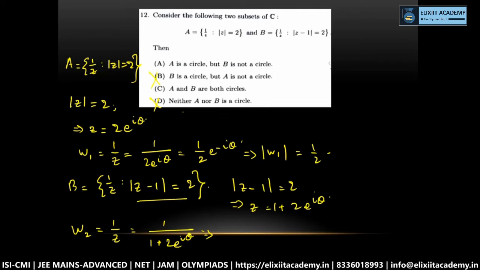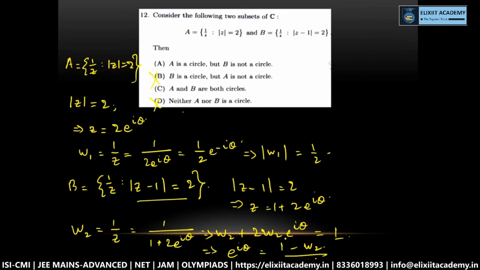So that we can take the mod on both sides. Let's say if we cross multiply this, we get w2 plus 2 into w2 e to the power i theta is equal to 1. So that's what we are having, and we can solve for e to the power i theta from here. So e to the power i theta is (1 minus w2) divided by (2 into w2).